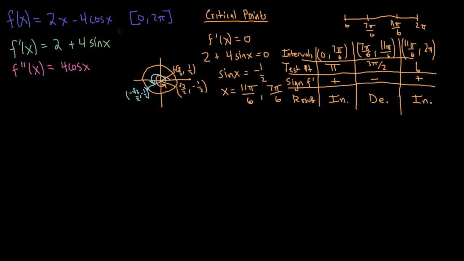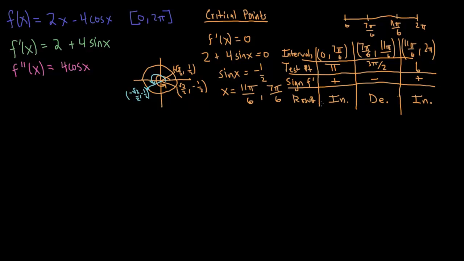I forgot to mention that when we were doing our critical points, f prime is defined for all real numbers. So there are no critical points due to the first derivative not being defined. That happens a lot of times with rational functions. Maybe that'll be the last example we do, a rational function where you have an asymptote. So the only critical points we had were due to the first derivative being 0.